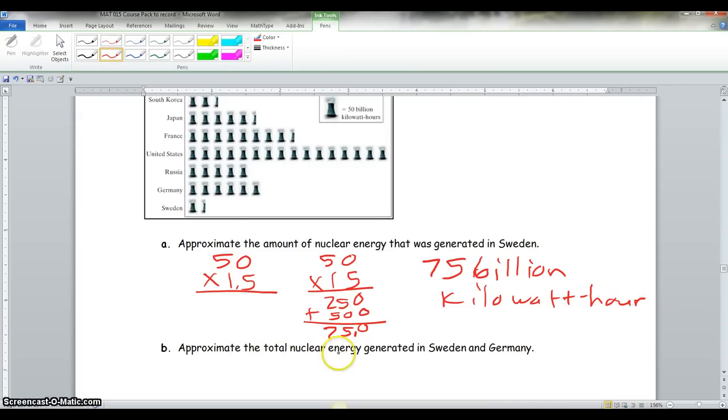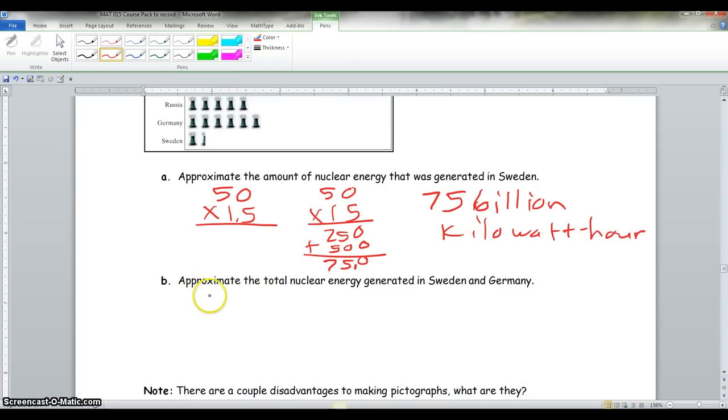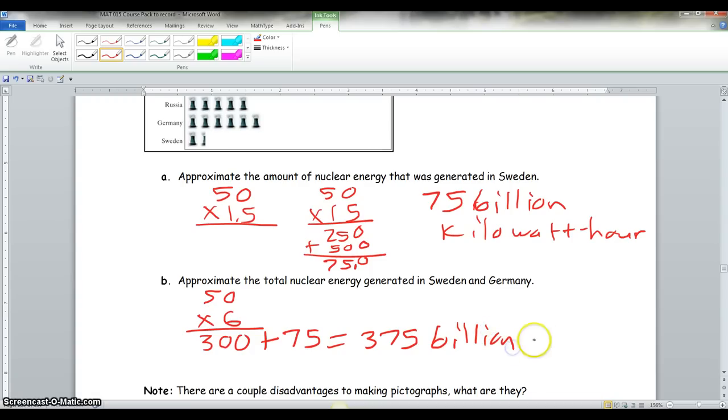Now it said approximate the total nuclear energy generated in Sweden and Germany. Now we have Germany here. We have 1, 2, 3, 4, 5, 6. Now we know it's 6 times 50. So we'll take 50 times 6. This will be Germany, which will give us 300. Now, we already know that Sweden was 75 billion. So we'll take 300 plus 75, which will give us 375 billion kilowatts per hour.